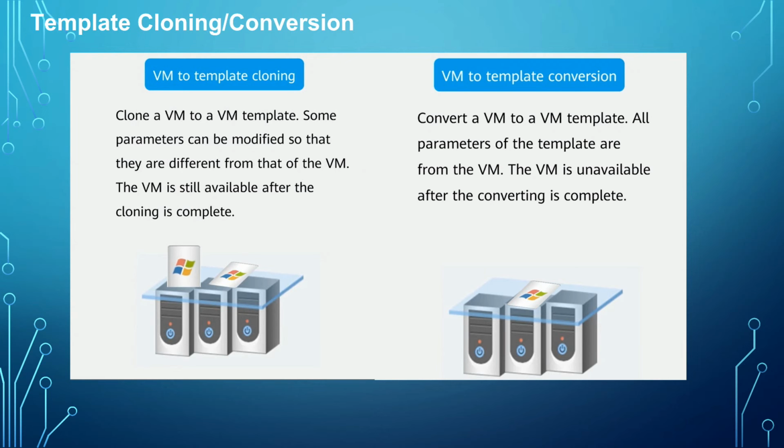The second one is VM to template conversion. If you want to convert a VM to a template, you can do that as well. But in the first option, when you create a clone, your source VM will still be available. You will have a template, and the source VM will be available as it is, so there are no changes on the source VM. But in a VM to template conversion, your VM will be converted to the template. So your existing VM will be gone. The source VM will not be available. It will be converted to the template.